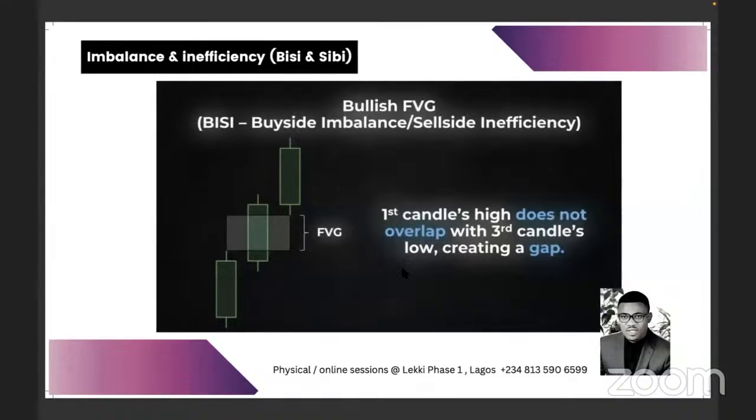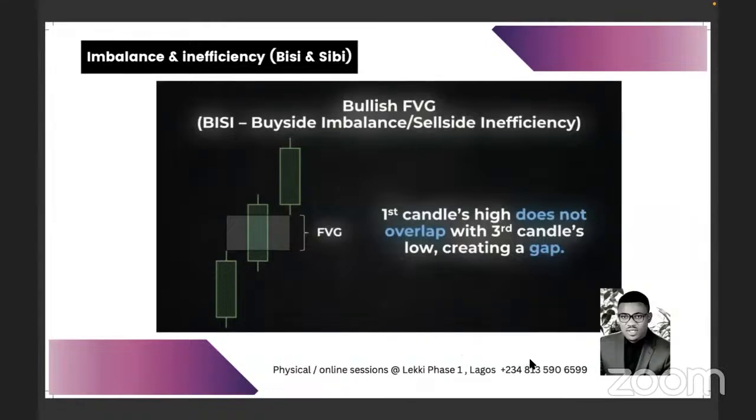Remember yesterday, we started talking about fair value gap. Now, the general nomenclature is imbalance and inefficiency. BC and CB. Anytime you hear BC, it's saying buy side imbalance, sell side inefficiency. That's the full meaning of BC.